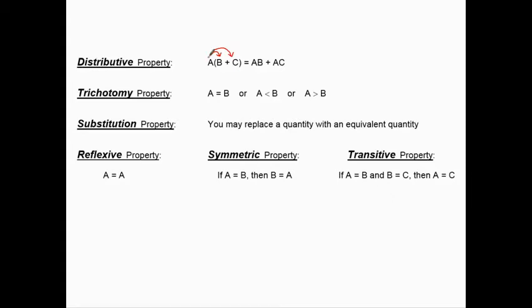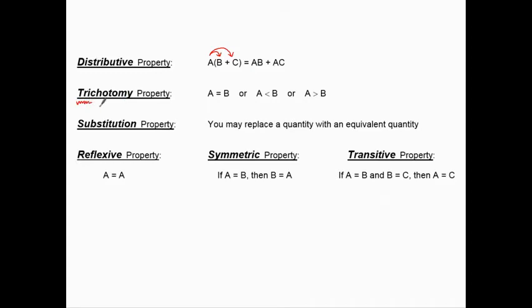So that's just distributing the value of A. We multiply it to B and we multiply it to C. You might see the distributive property going backwards this way. That's fine. The trichotomy property, tri means 3, so there's 3 things going on here.